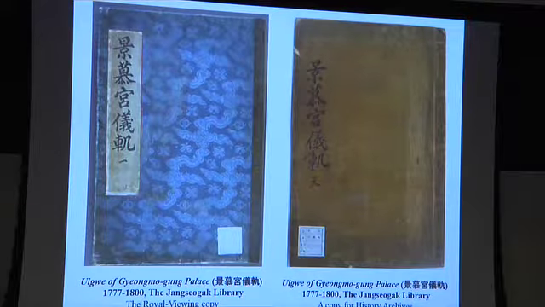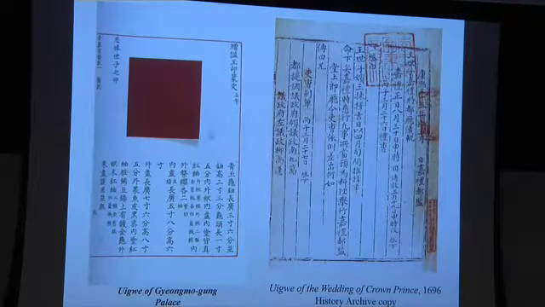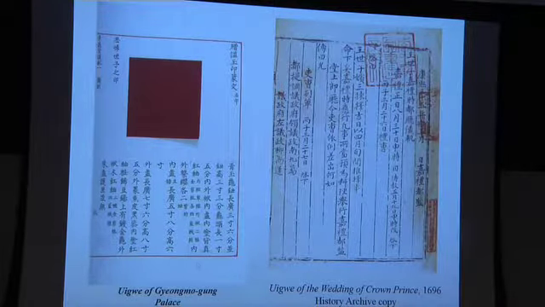But the cover and the binding and the inside the characters and the illustrations were quite different, because royal viewing copies are all neatly written and well illustrated with red page boundaries, whereas the history archives copy is not so neatly written, and as you turn the page, you can see the change of hands.